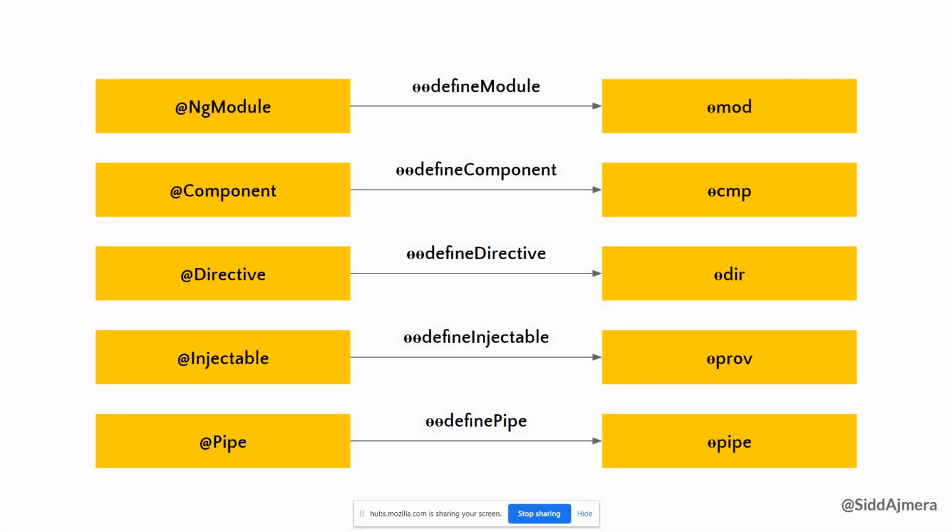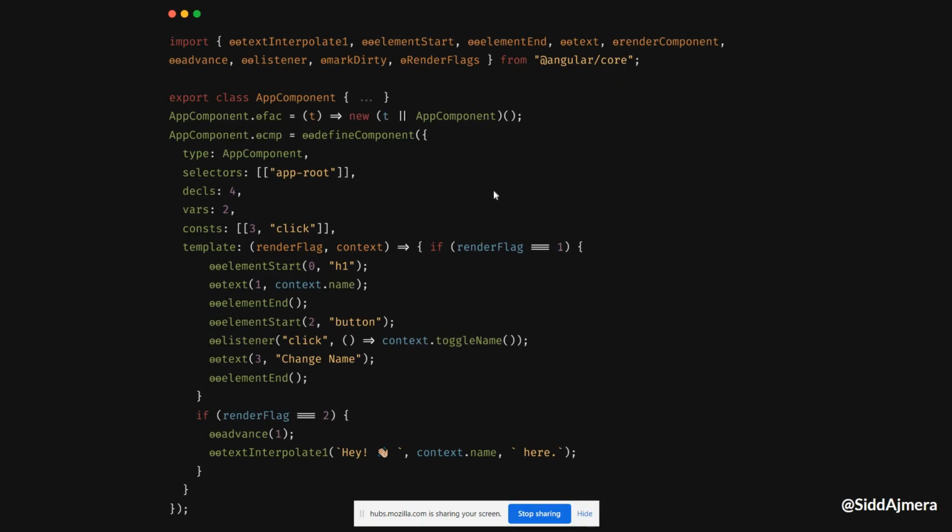Now, whenever we run the ngc, which is the Angular compiler, against any of these specific building blocks like the Angular module, component, directive, service, or a pipe, it attaches a specific type of static field to the generated JavaScript class for these building blocks. For example, in the case of a component, it would generate a ɵcmp static field by calling the ɵɵdefineComponent instruction. And this is how it looks.